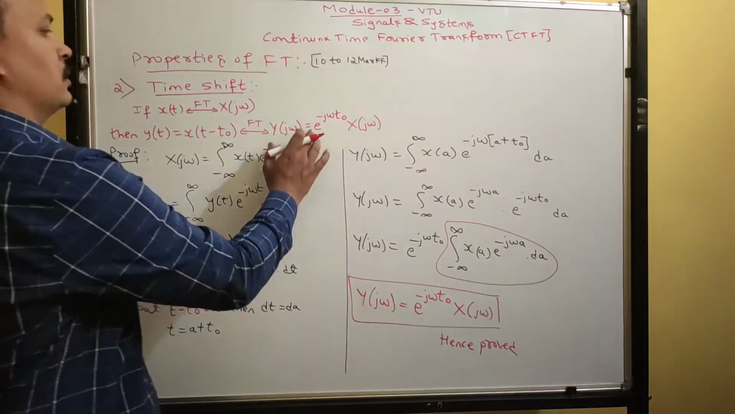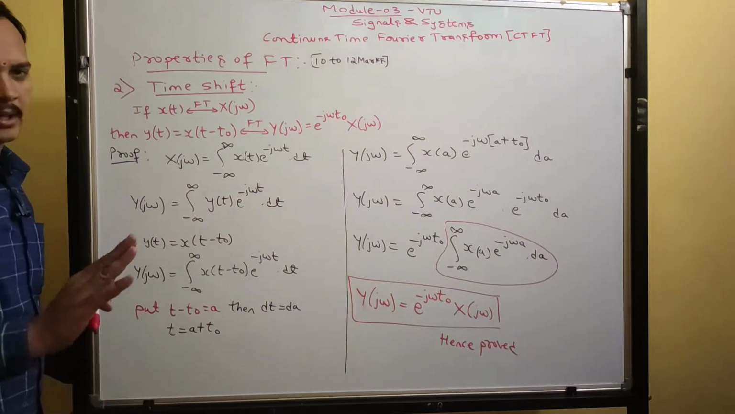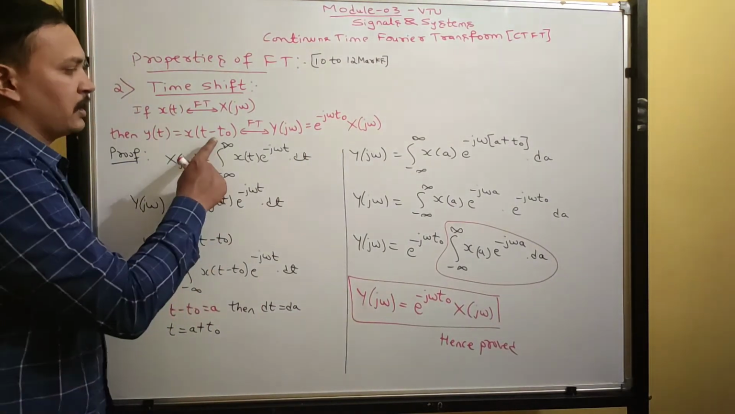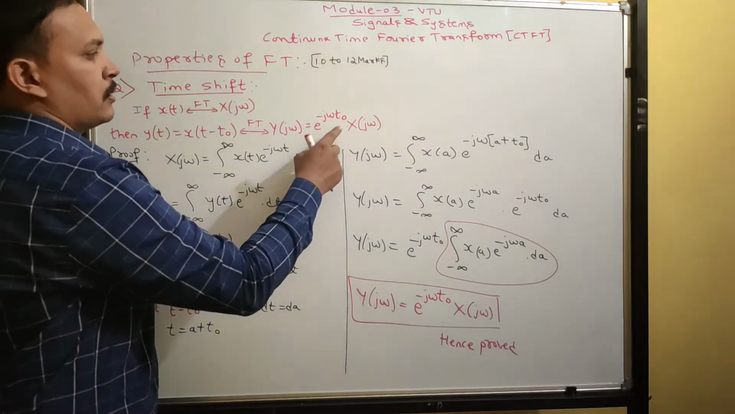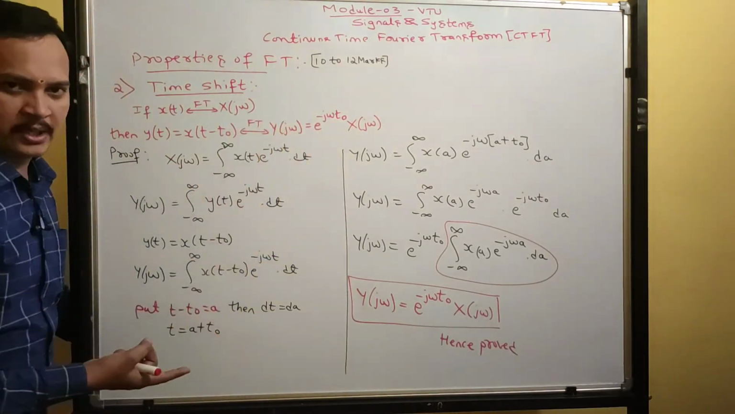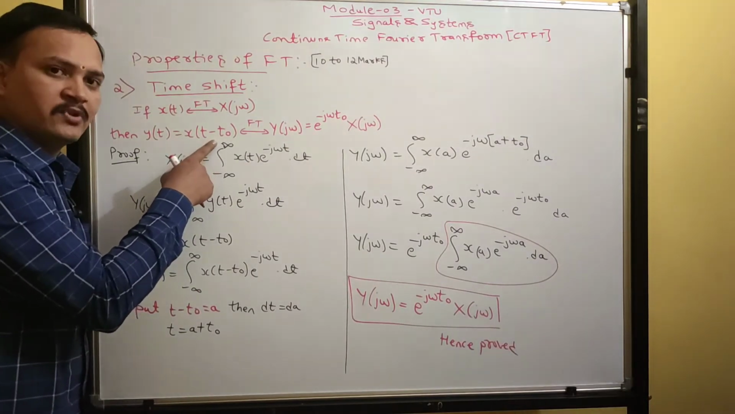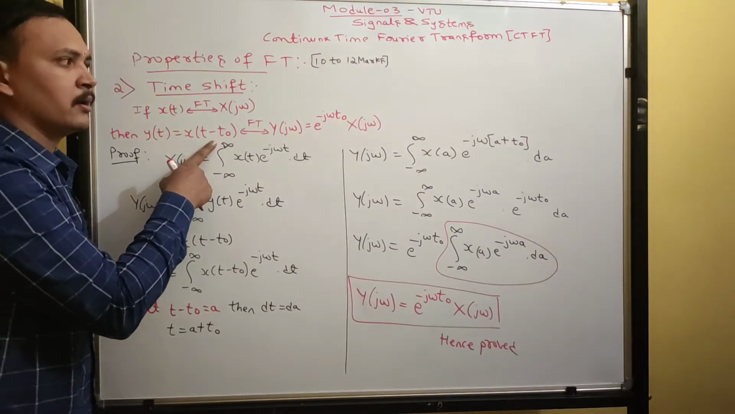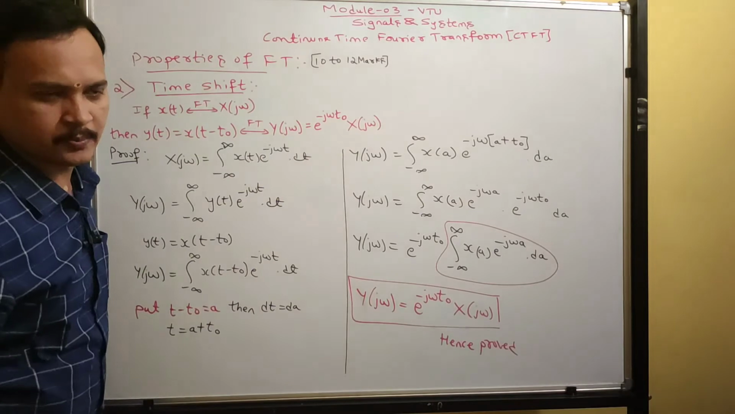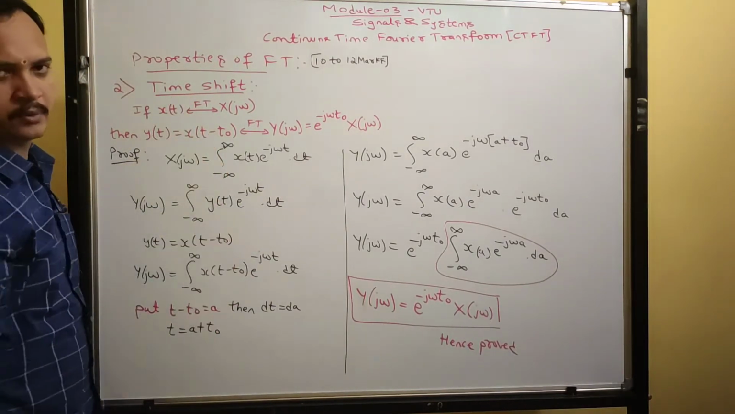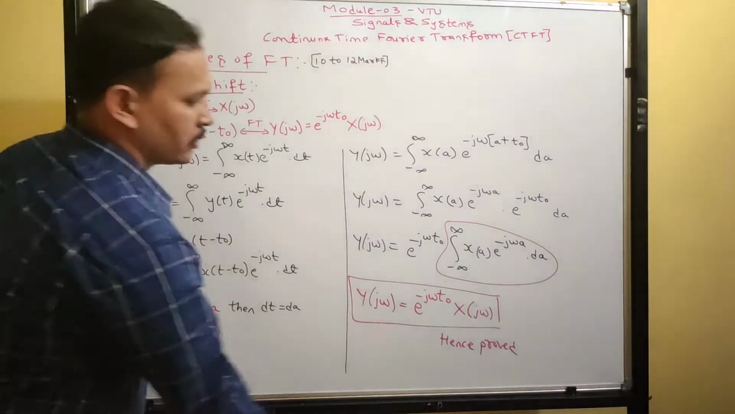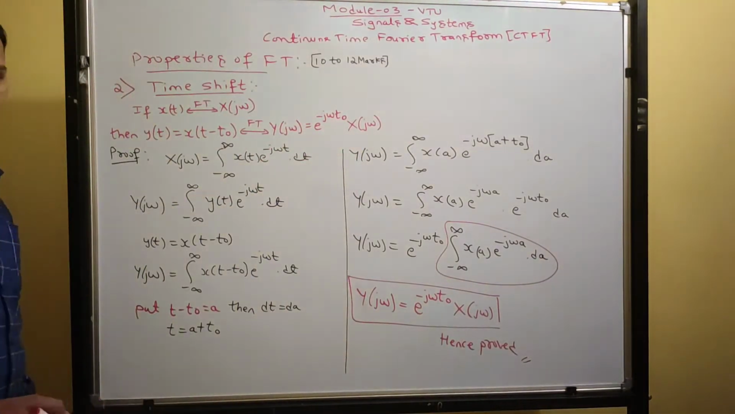Hence we got this equation. Keep in mind, a shift in the time domain will give multiplication by an exponential with the same shifting unit in the frequency spectrum. That is called time shift.